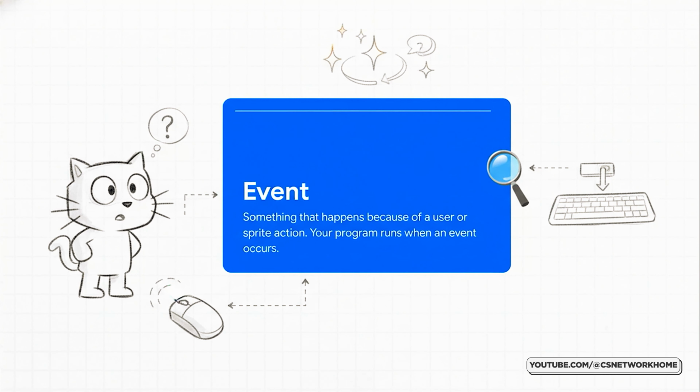But an actor doesn't just walk on stage and start talking. They need a cue, right? That's exactly what events are. They are the triggers that kick everything off. It could be someone clicking the mouse, pressing a key, anything. Without an event, your actors, your sprites, are just waiting in the wings for their signal.